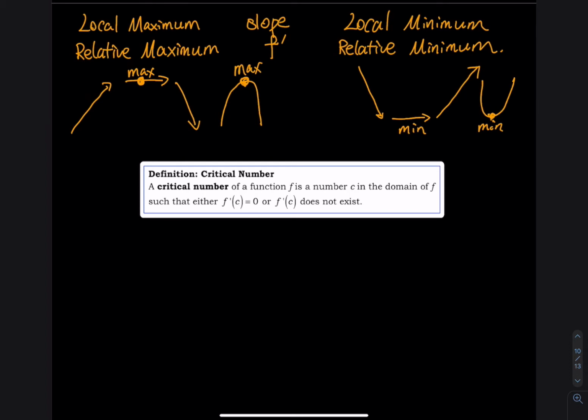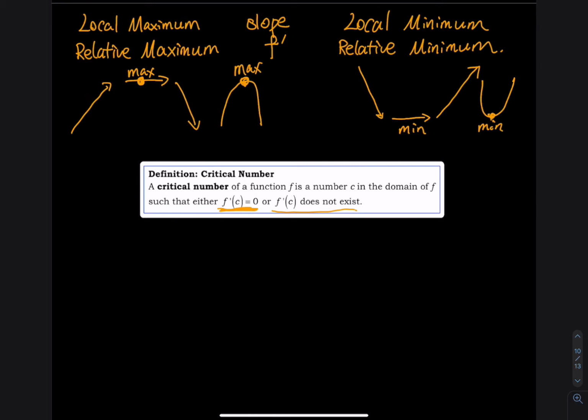So what is a critical number? Here is the definition. A critical number of a function f is a number c in the domain of f such that either f prime of c is equal to 0, which means we have a horizontal tangent, or f prime of c does not exist. That means the function is not differentiable at point c.